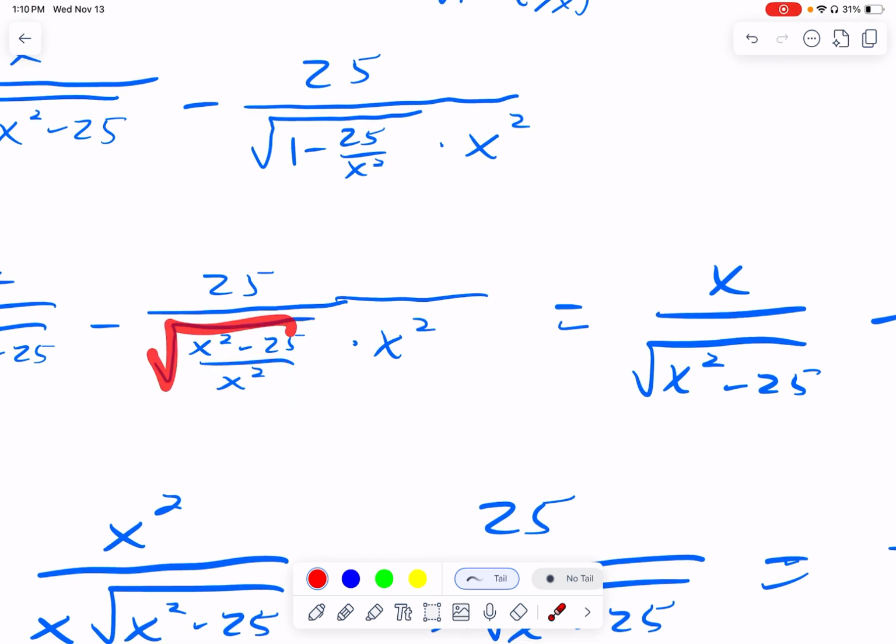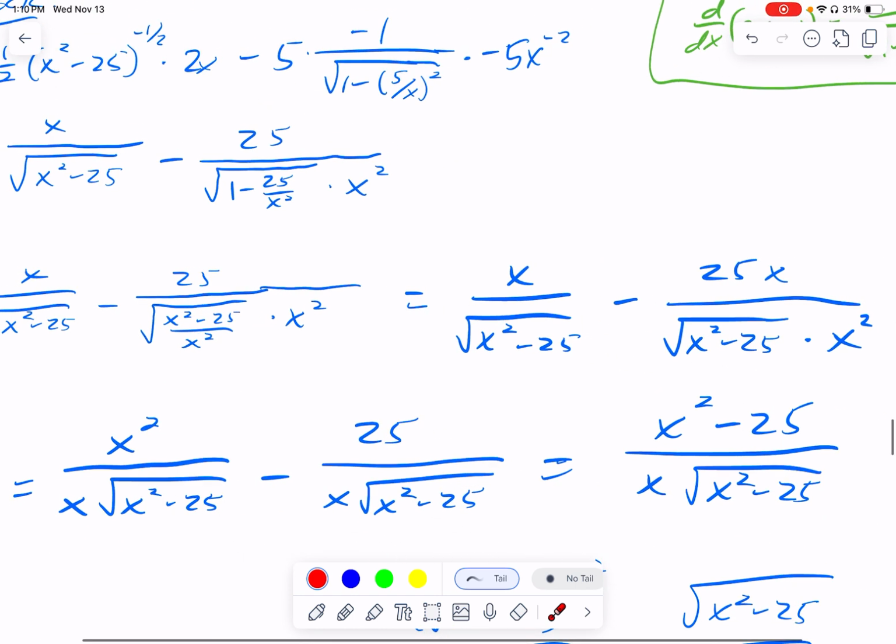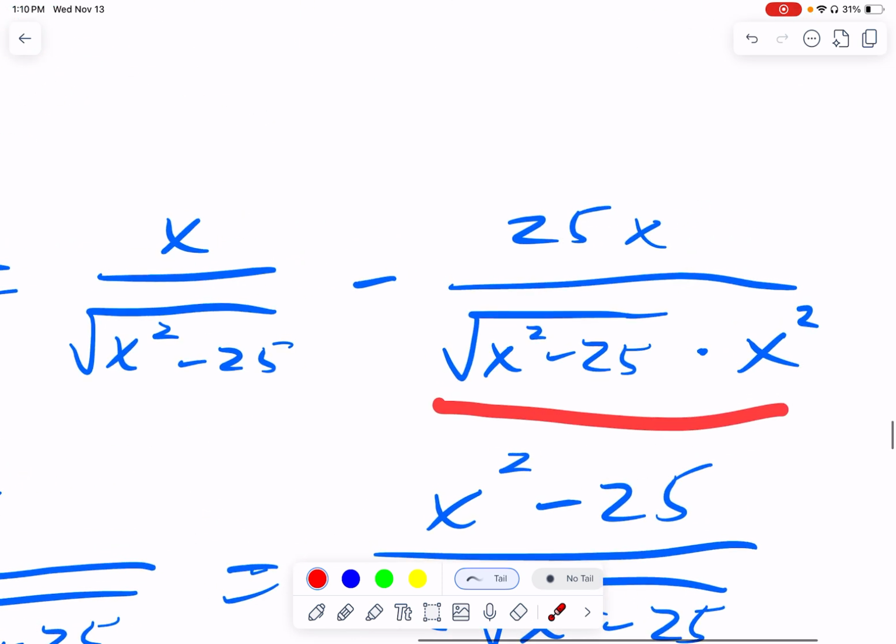The square root of x squared is x, but that x would be in the denominator of the denominator. Right? There's this fraction bar and there's this fraction bar. If something is in the denominator of the denominator, we're actually multiplying by it. It winds up in the numerator. So this winds up as an x in the numerator after we take the square root. And what's left in the denominator is square root of x squared minus 25 times that x squared. So that's what I have here. So this is where I am so far.